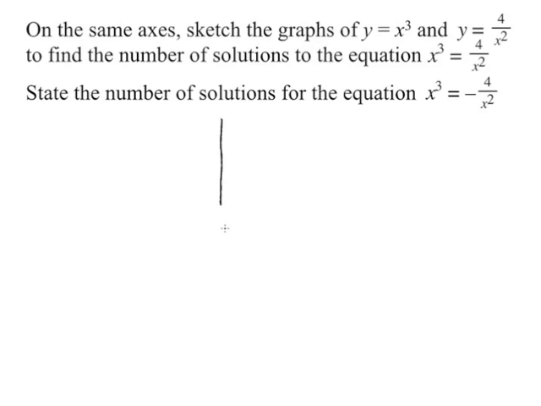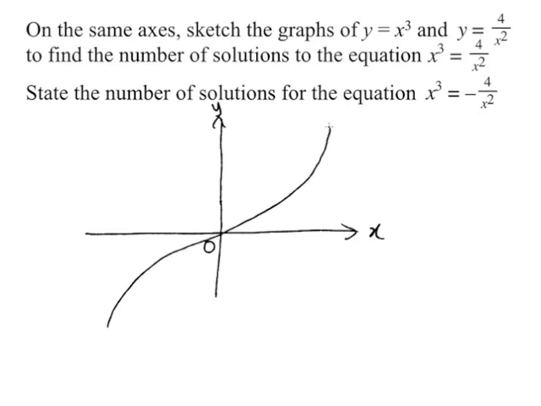Now let's sketch y equals x cubed first. Okay, so let's get the axis out first. This is x, this is y, 0. So y equals x cubed, if we refer back to that table that we've seen before, will look like this. So this is y equals x cubed.